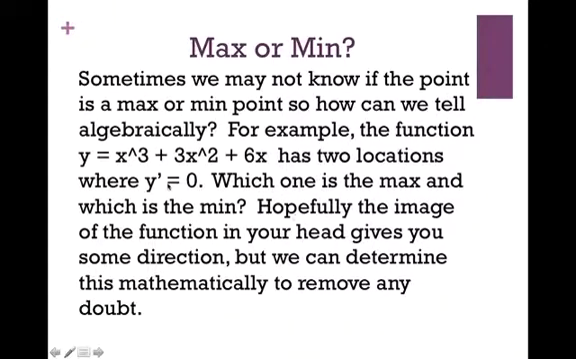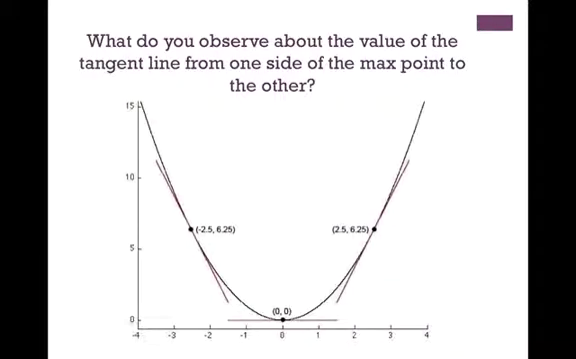Especially if I have a complicated function like this, some sort of cubic, where there can be no max or min, there could be one max or a min, or one max and one min. There's a big variety of possible answers. So how do we do this? Let's go ahead and take a look at this graph and make an observation. Pause for a second and see what you notice about the tangent lines through these different points on the graph.